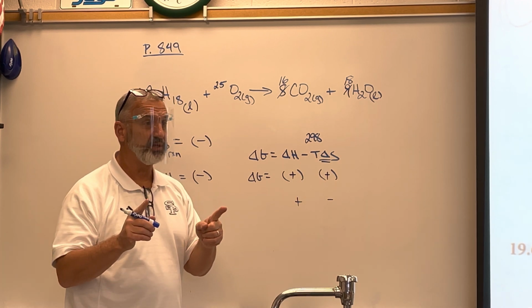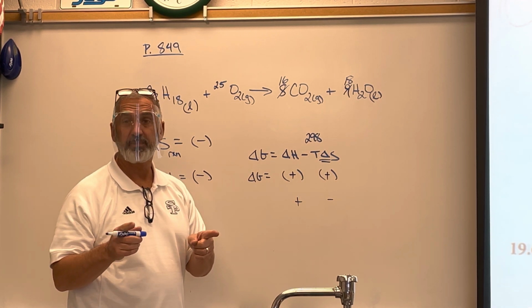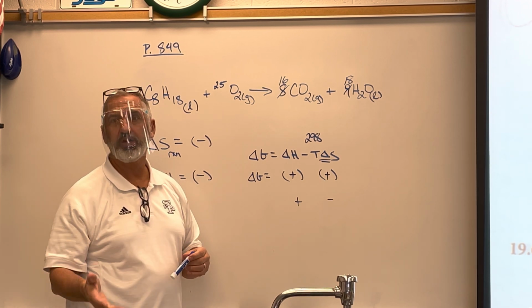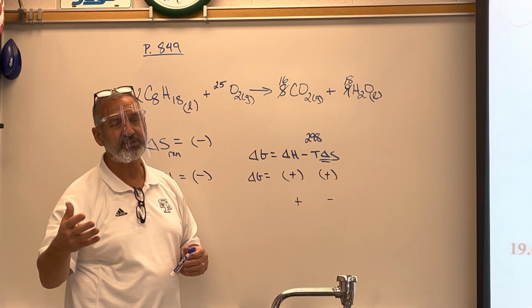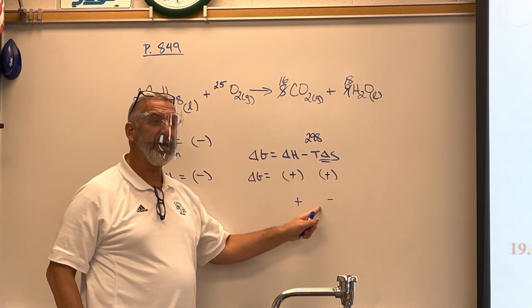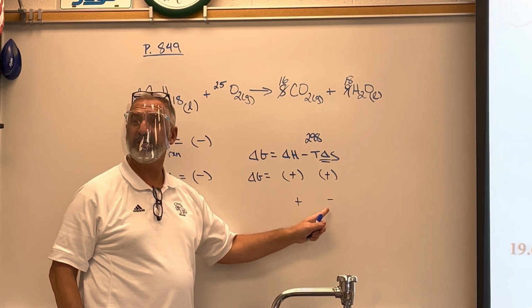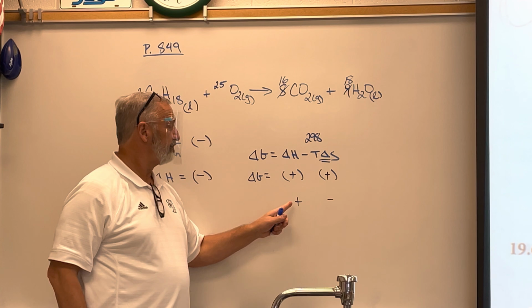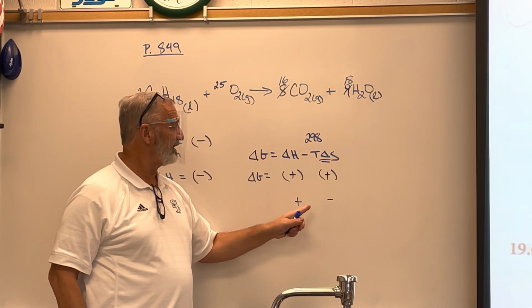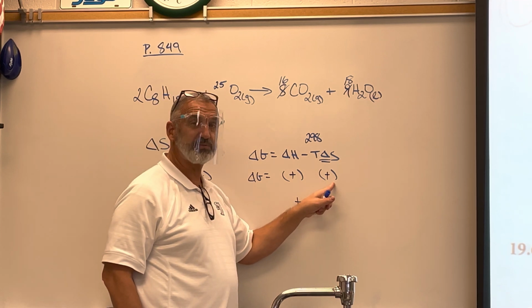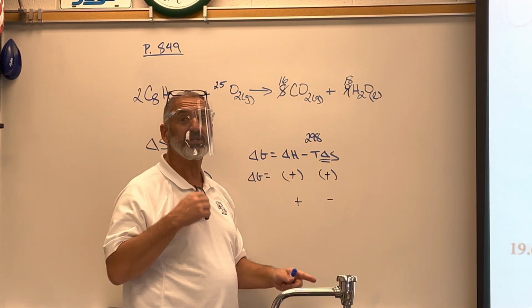So the only ones that are going to be temperature dependent is when the signs are the same. Two positives, two negatives. Maybe this will be easier. The two negatives, spontaneous at low temperatures. Whereas positive and positive are only spontaneous at high temperatures. If it's positive and negative, it's never spontaneous. If it's negative and positive, it's always spontaneous.